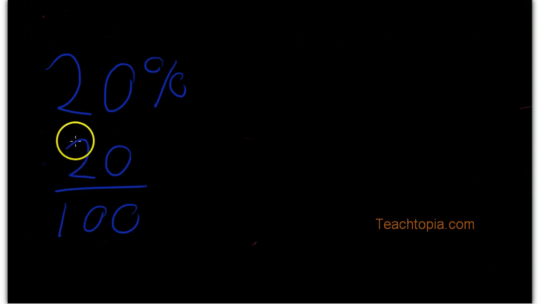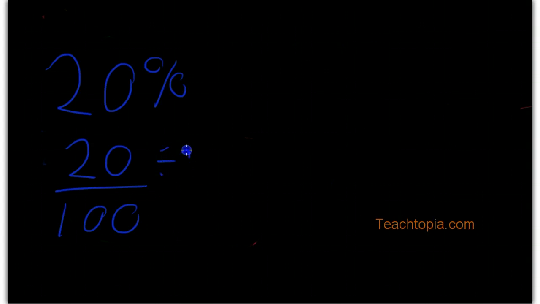20%. We know that 20% is 20 out of 100, so we simply write 20 out of 100. Now, we are not allowed to leave that at 20 out of 100. It needs to be in its lowest term or lowest form. So we think to ourselves, what is the greatest common factor, the greatest number that goes into both 20 and 100? Well, 5 goes into both, 10 goes into both, but so does 20.